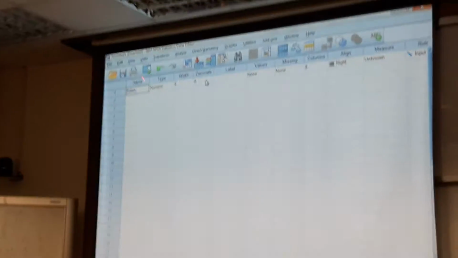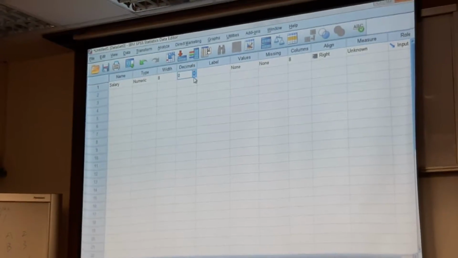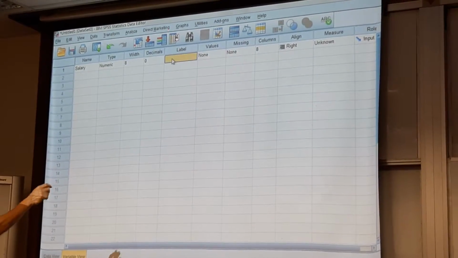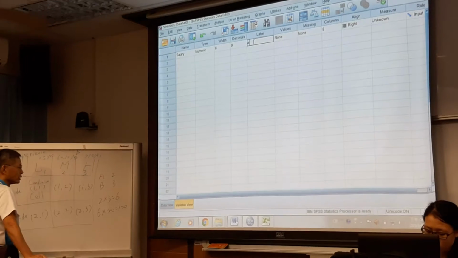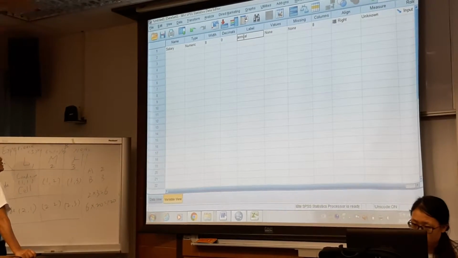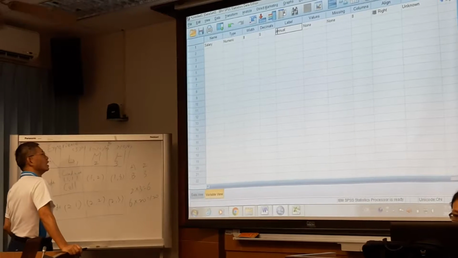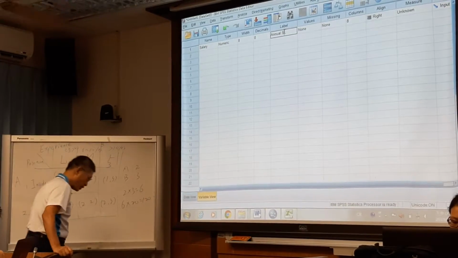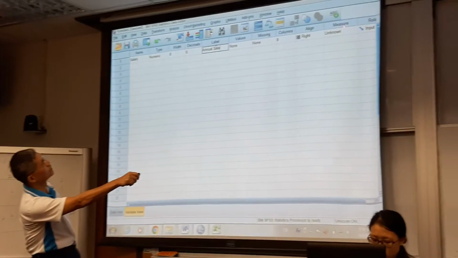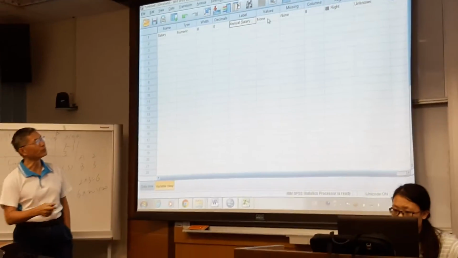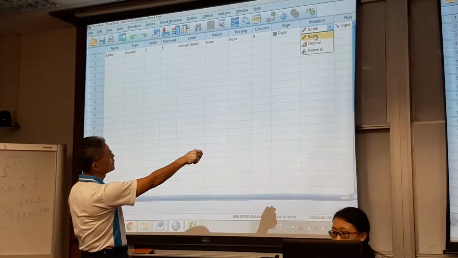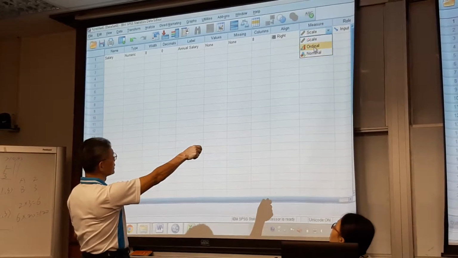So this is the salary, SAL1, and the decimal is 0. You can type the label here: Annual salary, ANNUAL, space, dash T. Salary, SAL1. And this measure is nominal data. It's measure. Nominal. We have an ordinal, no, oh, this is scale.